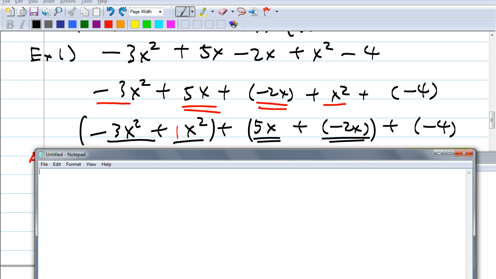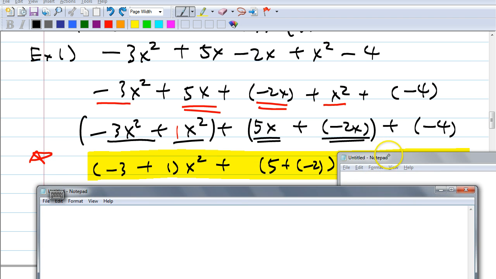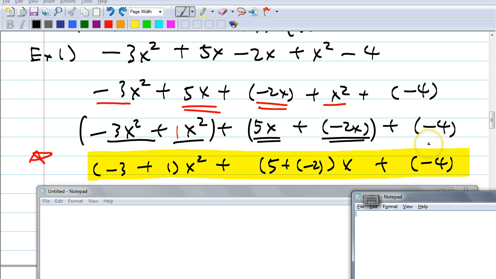Yes, negative 3. Good. Plus 1, divided by x squared, and then 5 plus negative 2 times x. That's exactly right. And plus negative 4, because that doesn't have any length. Do you see how this is using the distributive property?